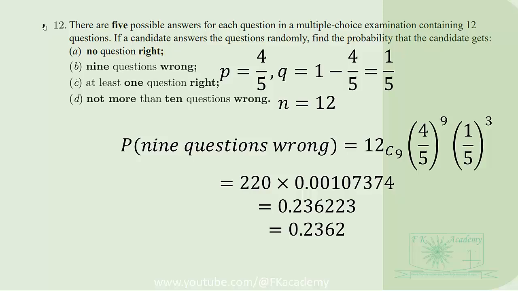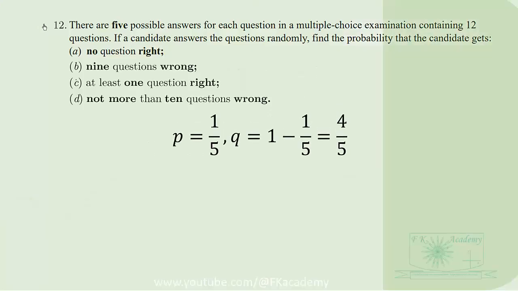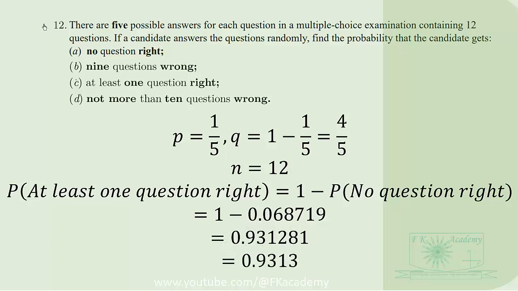Then we have at least 1 question right. At least 1 question right also means 1 minus no question right. And that will give us 1 minus 0.068719 that we calculated already, which is going to give us 0.9312 or 0.9313 to 4 decimal places.